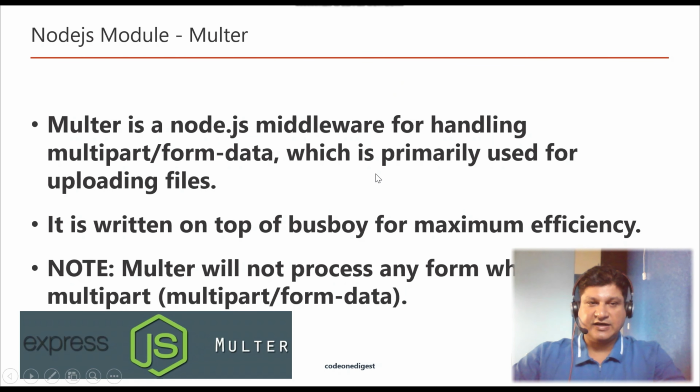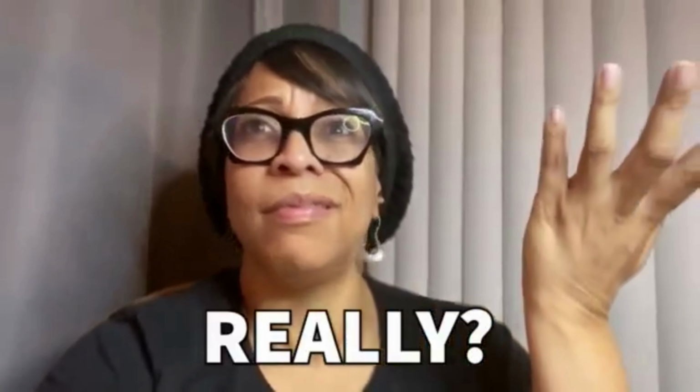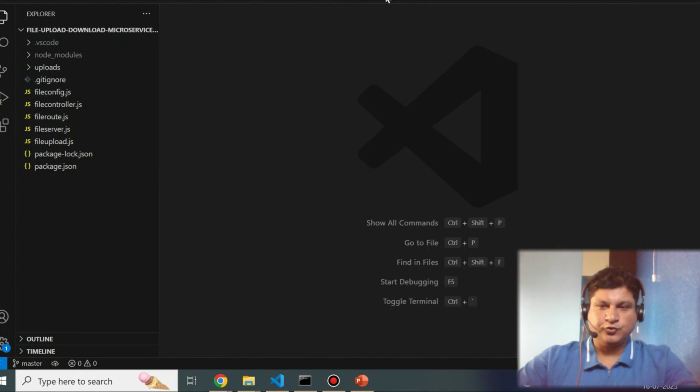Okay friends, so let's quickly understand the Multer module so that we know why we are using it in our project. Multer is a Node.js middleware for handling multipart form data, which is primarily used for uploading files. So when you want to upload files, you should be using the Multer middleware. It is built on top of busboy. Busboy is a streaming module and Multer supports multipart form data. Multer will not work unless the content type is set to multipart form data.